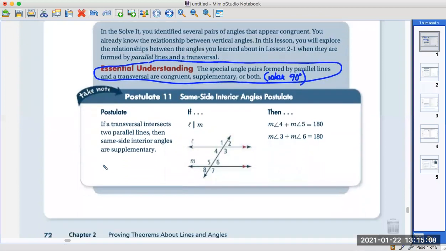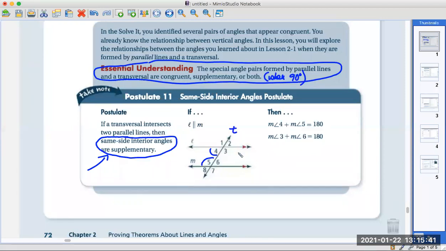The ones that are congruent are the same side. The ones that are supplementary are the same side interior angles. So in this postulate, I will just circle that. This is the information I want you to know. So same side interior are 4 and 5. Measure angle 4 plus measure angle 5 is 180. And then also 3 and 6. Measure angle 3 and measure angle 6 is 180. Those are on the same side.